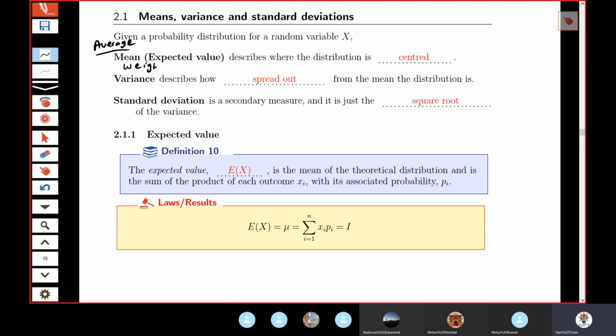And you'll understand weighting, I think, more in year 12. But mean has weight, or expected value. It describes where the distribution is centered around. Variance describes how something is spread out, how far it moves away from the mean. Standard deviation is just the square root of variance. Any questions?